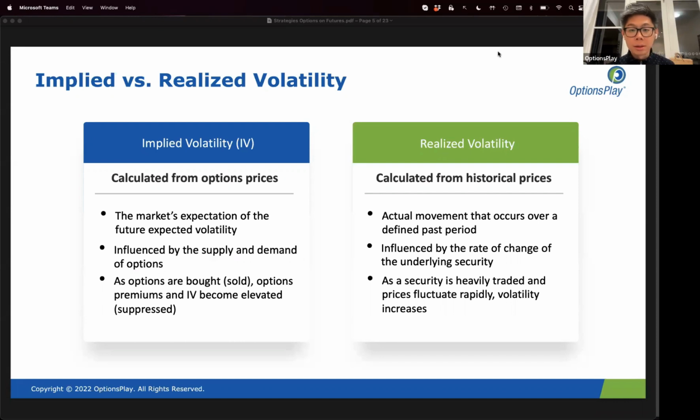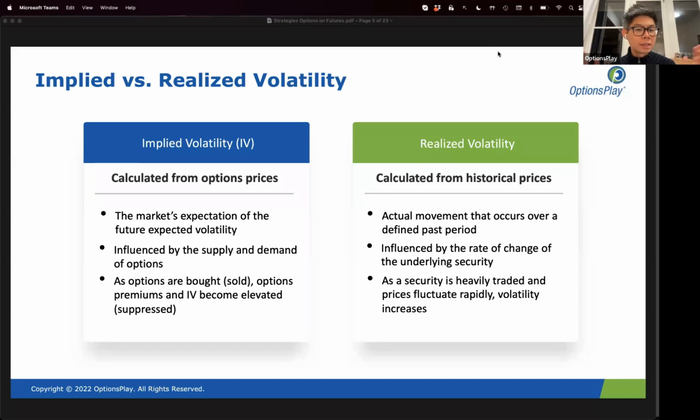Because if you think about it, when there's a lot of buyers of an option, that means that there are market participants that believe that the stock, or the equity or the underlying that you're trading, is going to make a big move, right? That's why you buy an option. You buy a call or a put because you think that the underlying is going to make a big move either higher or lower. And the more buyers there are of options, the higher the future expected volatility is going to be.